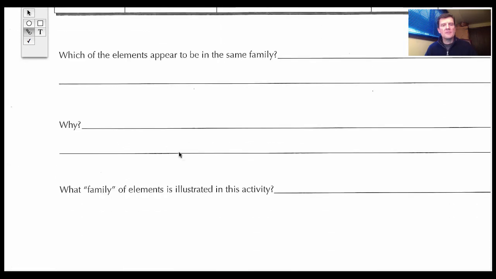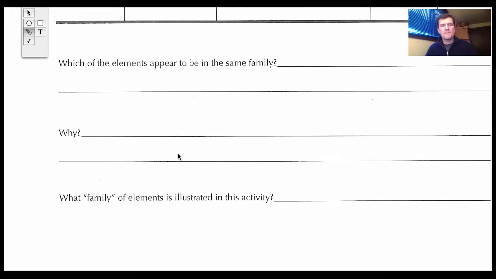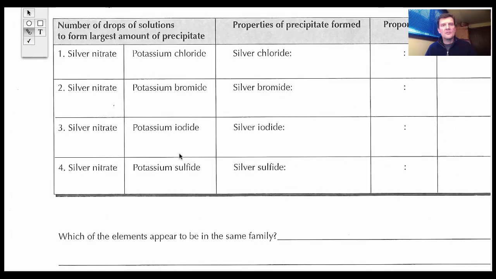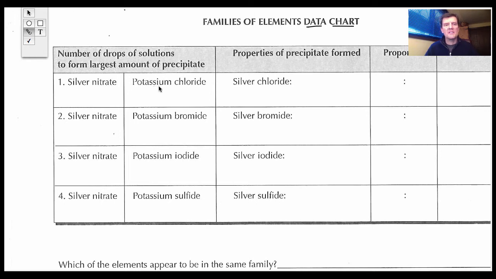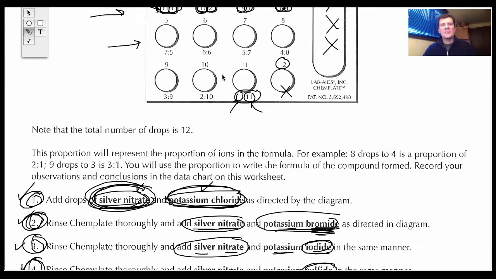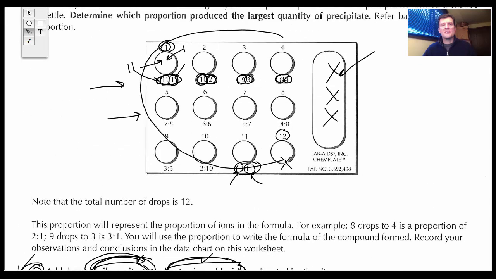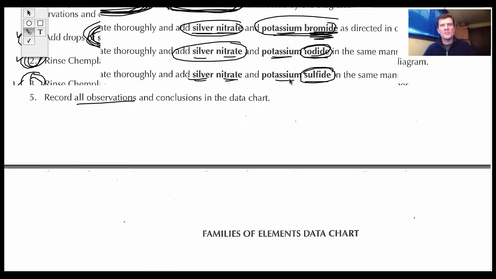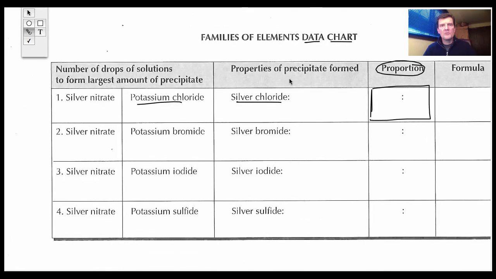The other observation that I want you to make is after you have done your combination, let's say you did potassium chloride and silver nitrate, you're going to tell me which proportion you think is the best, right here. And you're going to write in the ratio that you think is the best. Okay? If it's not perfect, that's okay. We'll figure it out. But you're going to tell me which of these combinations you think is the best out of all of them, which produced the most cloudy precipitate.